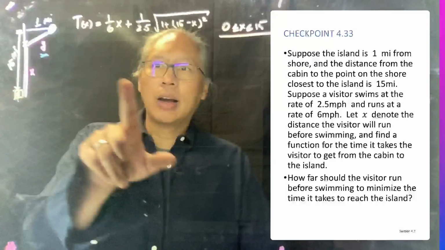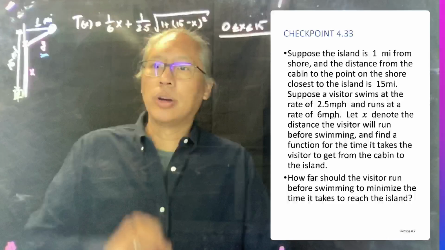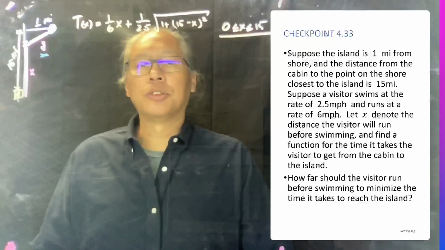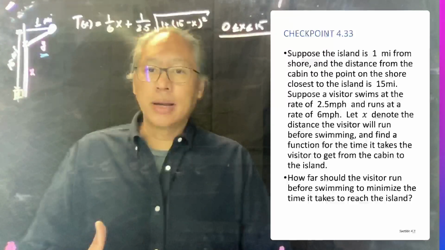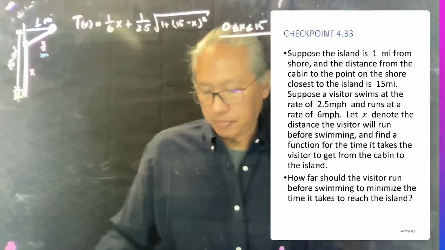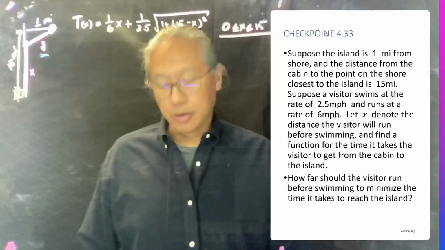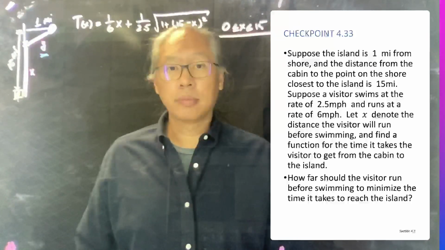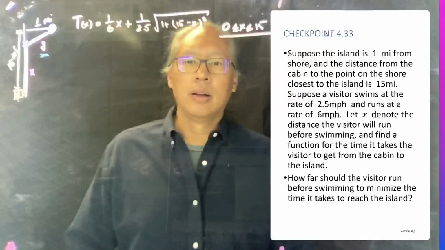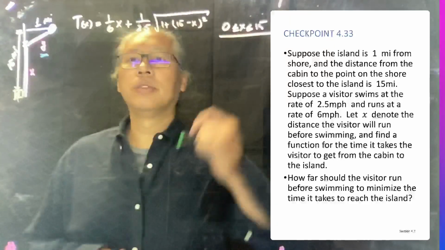So this is the amount of time that this person is going to take depending on where x is along the shore. Now, what we want to do is minimize the time, and our x values go between 0 and 15 here. And so let's work on that. To do this, we're going to take the derivative.